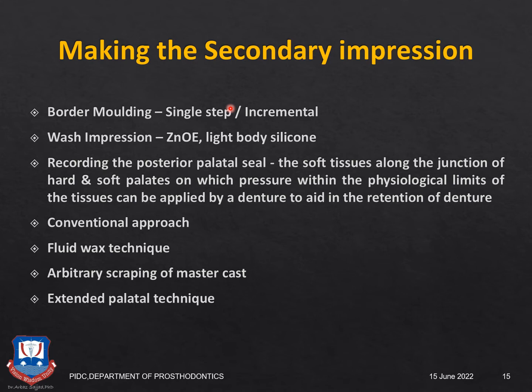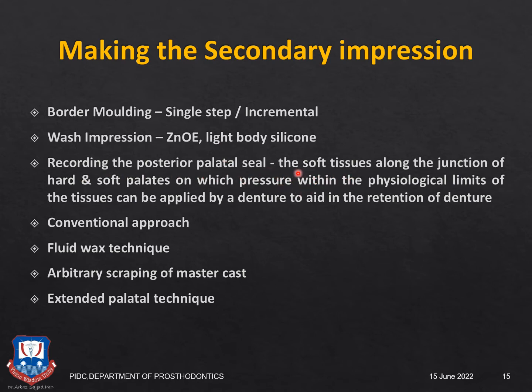One shot border tracing is usually done when you are using elastomeric materials for border molding. After border molding, a wash impression is taken, usually with zinc oxide eugenol or with light body silicone. You use regular body or medium body silicone material or medium body polyether material to make the impression. So next is the recording of the posterior palatal seal.